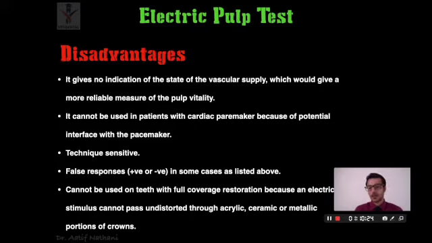You can go through it. It cannot be used on teeth with full coverage restoration because an electric stimulus cannot pass undistorted through acrylic, ceramic, or metallic portions of the crowns, or amalgam. So you need to be careful when you are dealing with such full coverage restorations. Electric pulp test will not work.